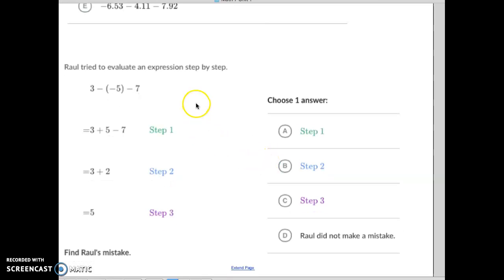This one, where did they make their mistake? Okay, so here's the equation they started with. Well, they turned this to a positive. That's okay. Then let's see here. They tried to do 5 minus 7 is 2, but 5 minus 7 is not positive 2. 5 minus 7 is negative 2. So that's where they went wrong right here. So this one would be step 2.